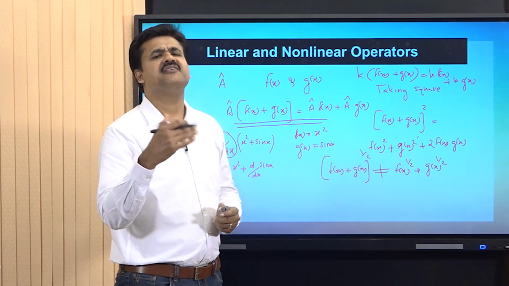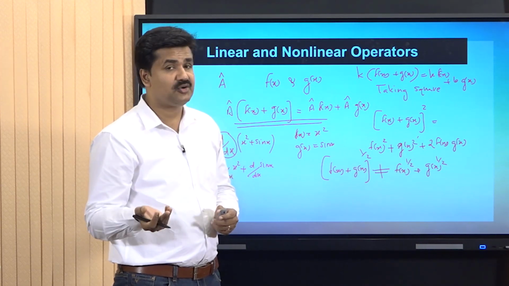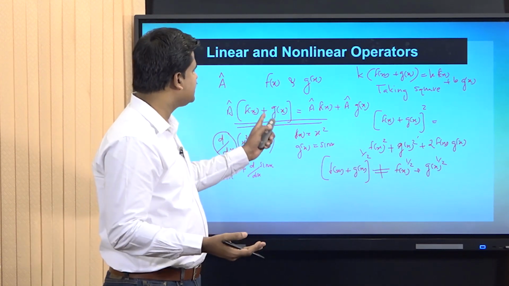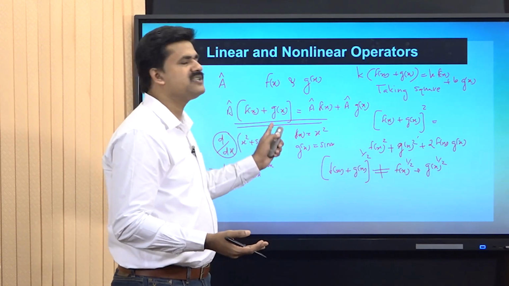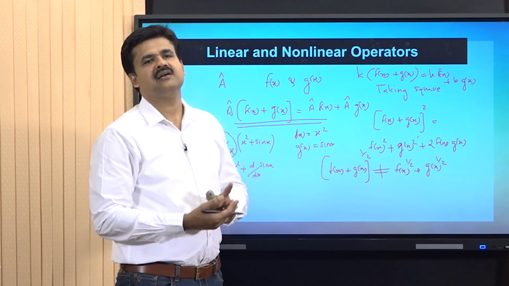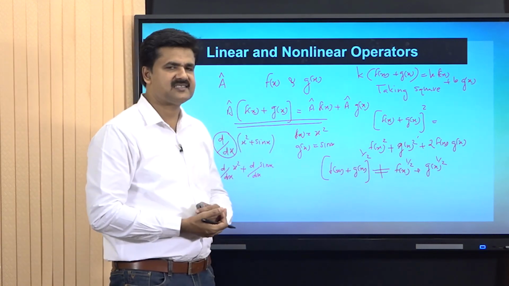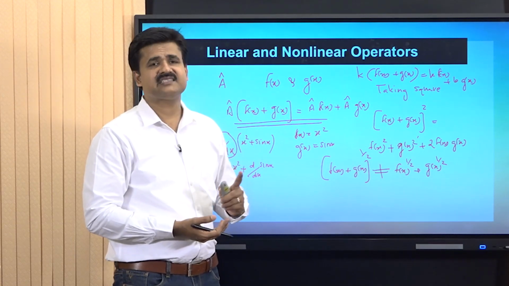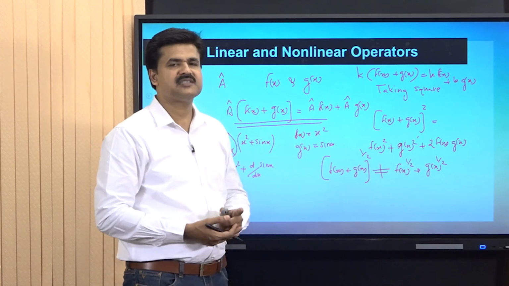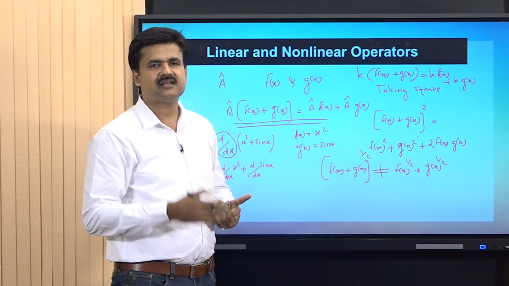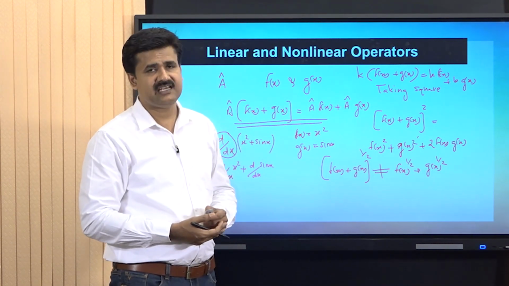By this, we have familiarized ourselves with different kinds of linear and non-linear operators. This is the equation to be checked for linearity and non-linearity. That is, A hat of f of x plus g of x equal to A hat f of x plus A hat g of x. If it is valid, the operator is linear, otherwise non-linear.